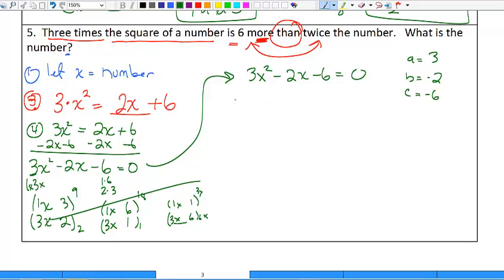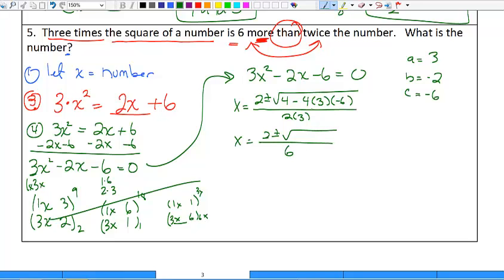And then I have x equals -b. b is already negative, so that's +2, plus or minus the square root. B squared is 4 minus 4 times a times c, all over 2 times a. So carefully work that inside of the radical, which gets me 4 times 3 is 12, and 12 times 6, 72. And a negative times a negative is a positive, so that's 4 plus 72. So I have 2 plus or minus the square root of 76 over 6.